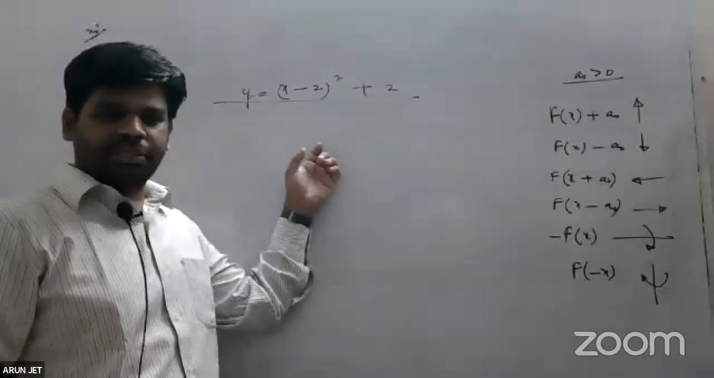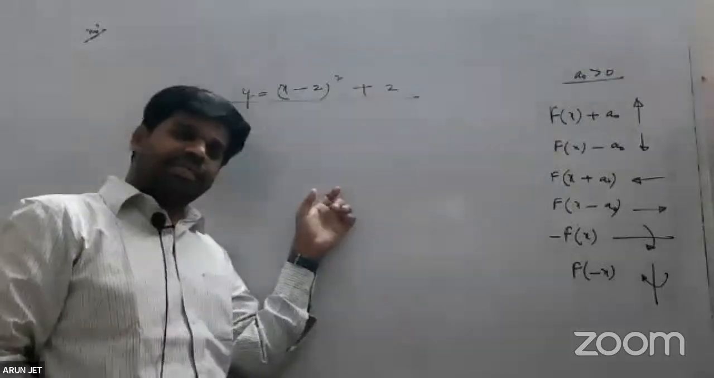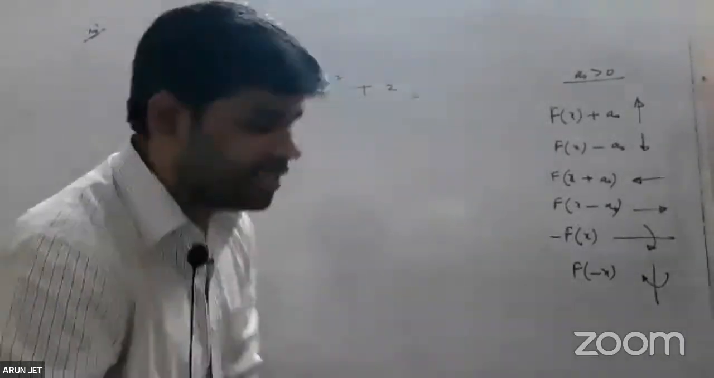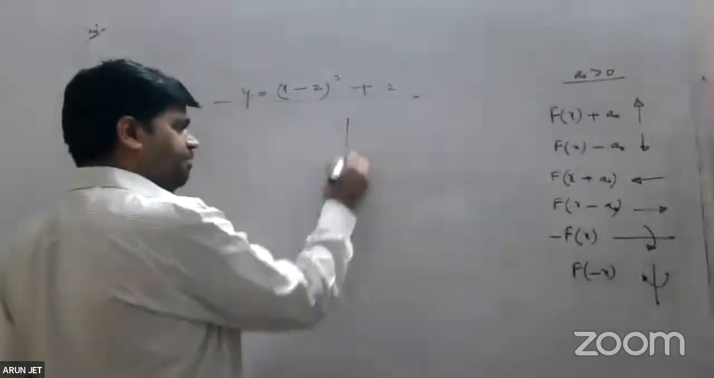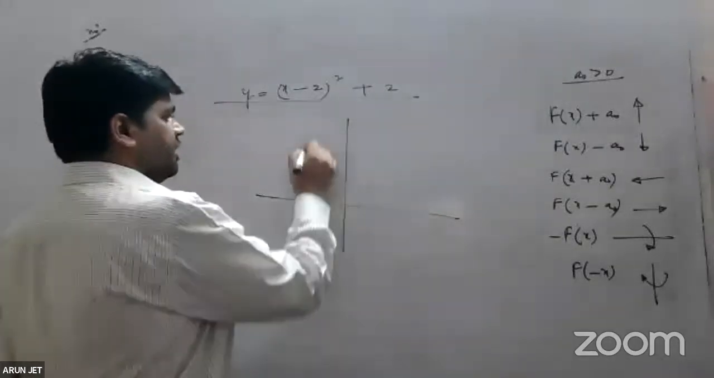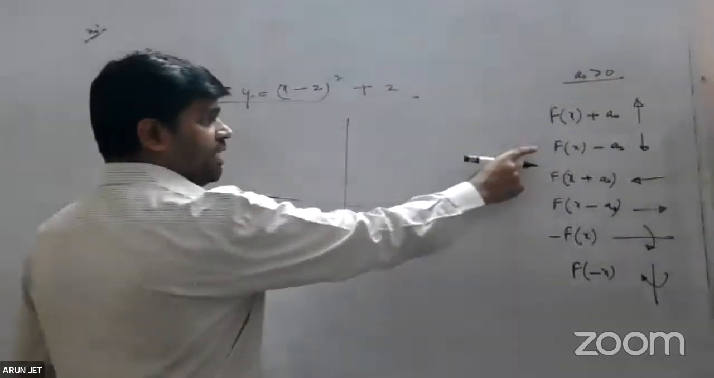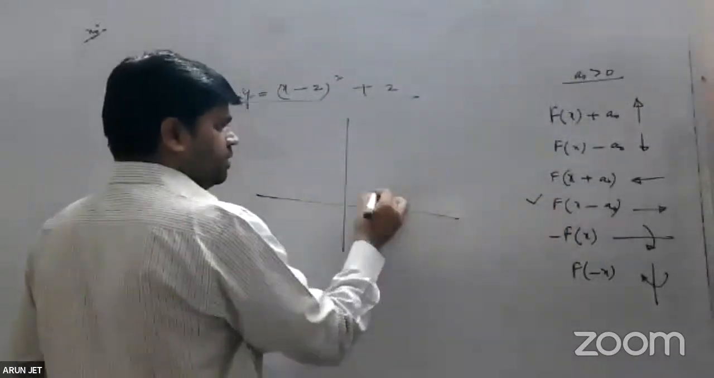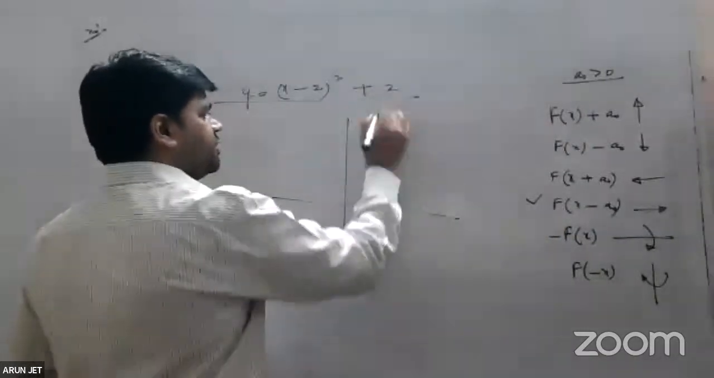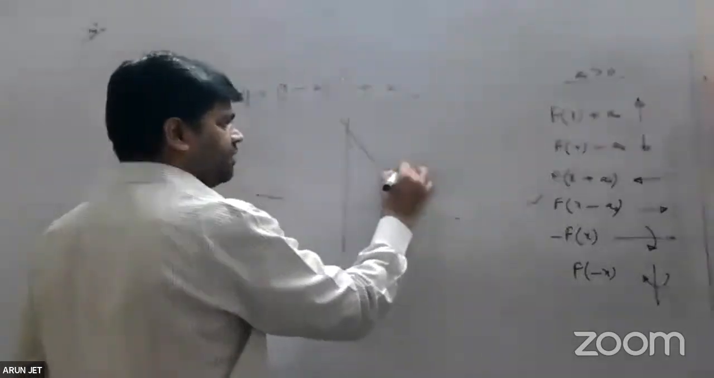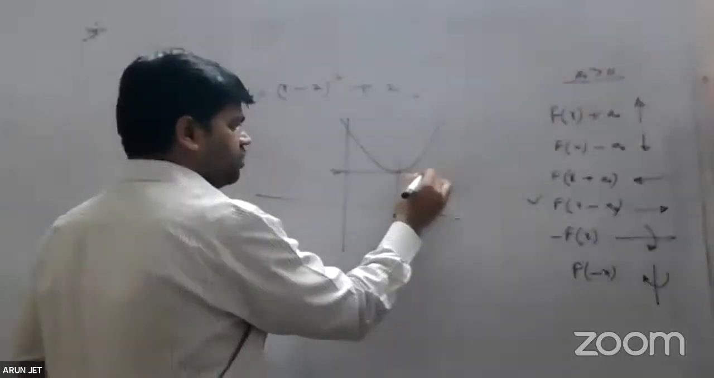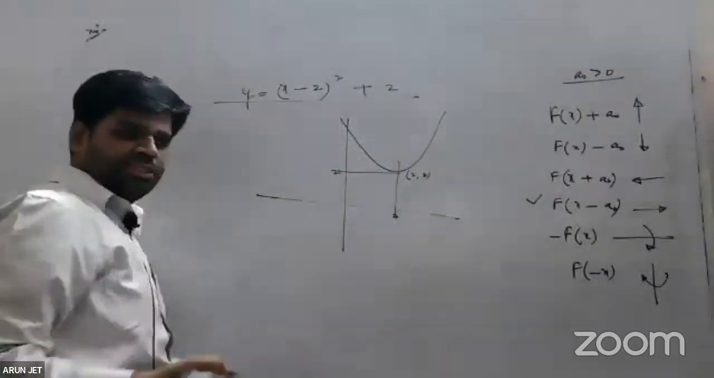I'll quickly sketch this equation. If this intersects with the x-axis, it has roots, otherwise it doesn't. Bhavna is correct, Gayatri is correct. This is x square. x minus 2 would be translating it towards the right. Plus 2 would be translating it upward. So this is 2 comma 2. It doesn't intersect with the x-axis, so no roots.